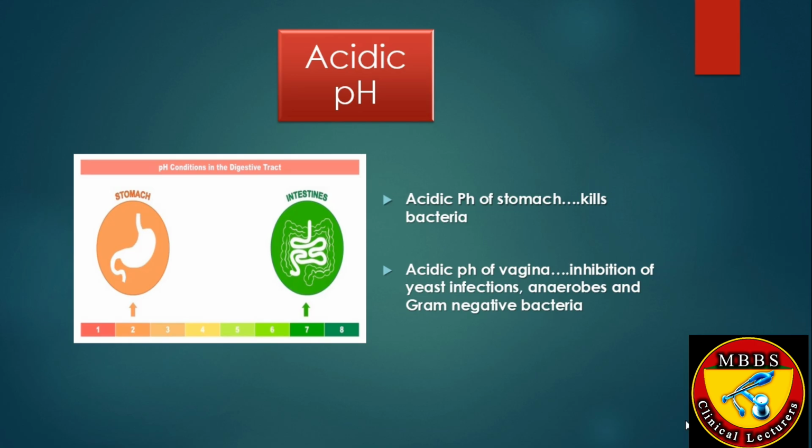But after menopause, there is a change in the estrogen level. Now the lactobacilli start declining, and instead of the lactobacilli protective mechanism, opportunistic infections become active, like vaginal candidiasis, and therefore postmenopausal women present with vaginal candidiasis more frequently as compared to females of reproductive age. So the acidic pH of the vagina protects from yeast infections, anaerobes, and gram-negative bacteria.